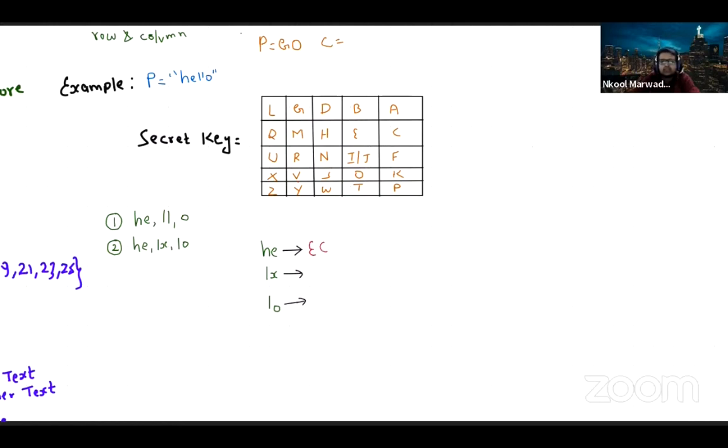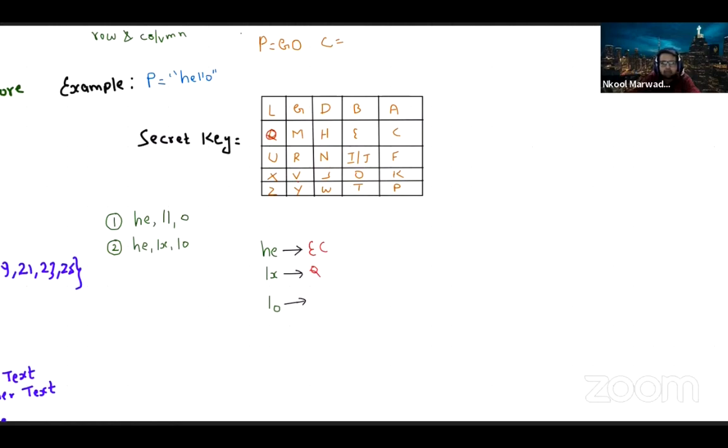Similarly for LX, first identify LX. You can see here they both lie in the same column. So down the column, for L we have capital Q. It is Q, okay? And for X, we have capital Z. So this is the cipher for LX.